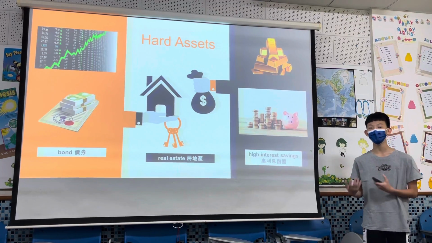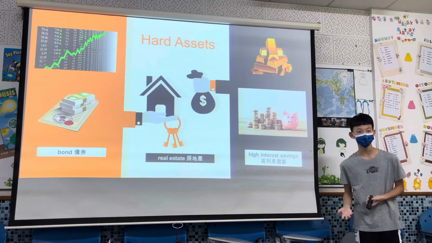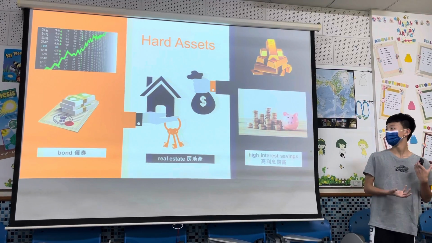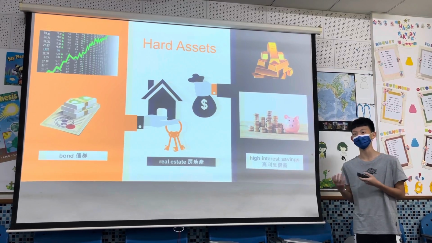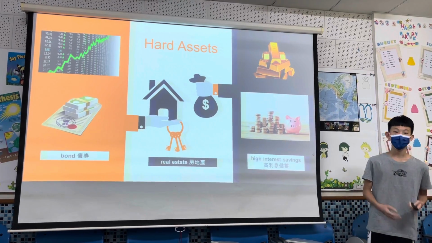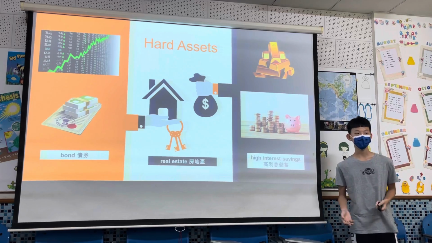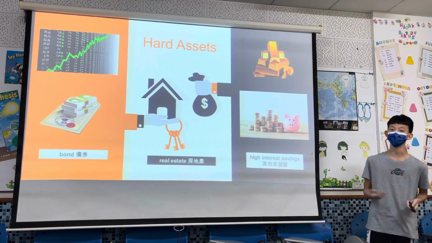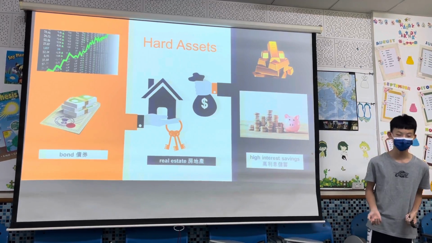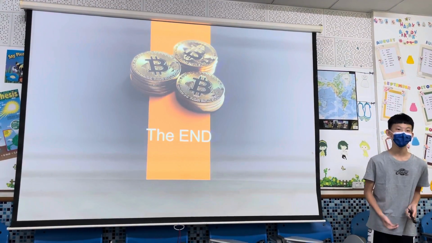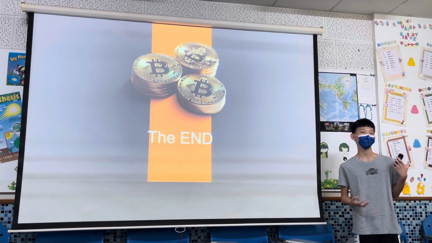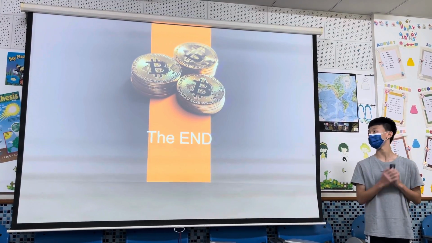Rather than keeping our money in the bank or other places, I would rather choose to devote it to hard assets, and gradually it becomes more valuable. And it's always a good idea to put your investments towards Bitcoins and other hard assets. Hopefully, if you didn't know much about Bitcoins before, my presentation will help answer your questions. That's the end of my presentation.